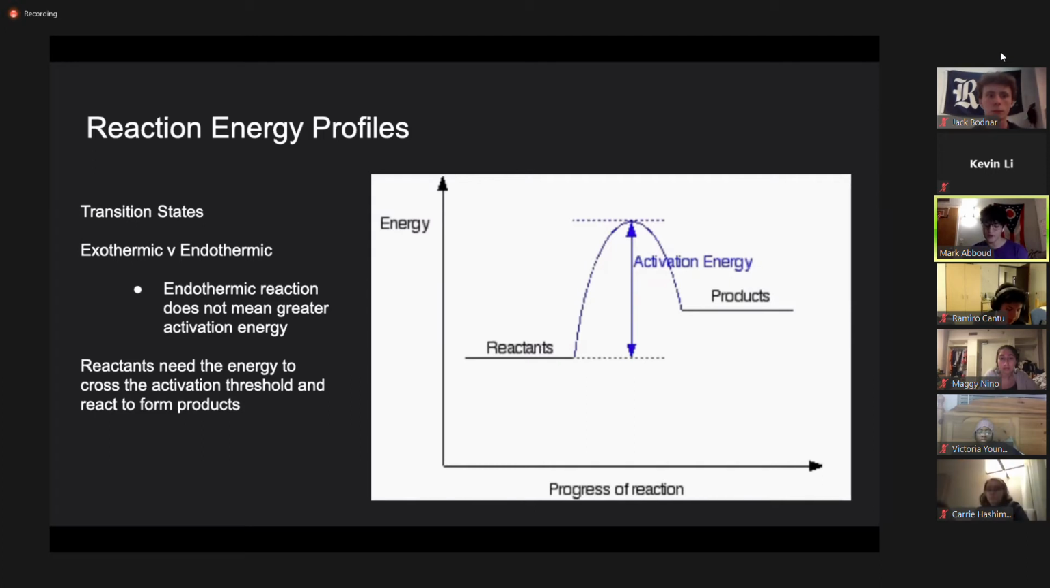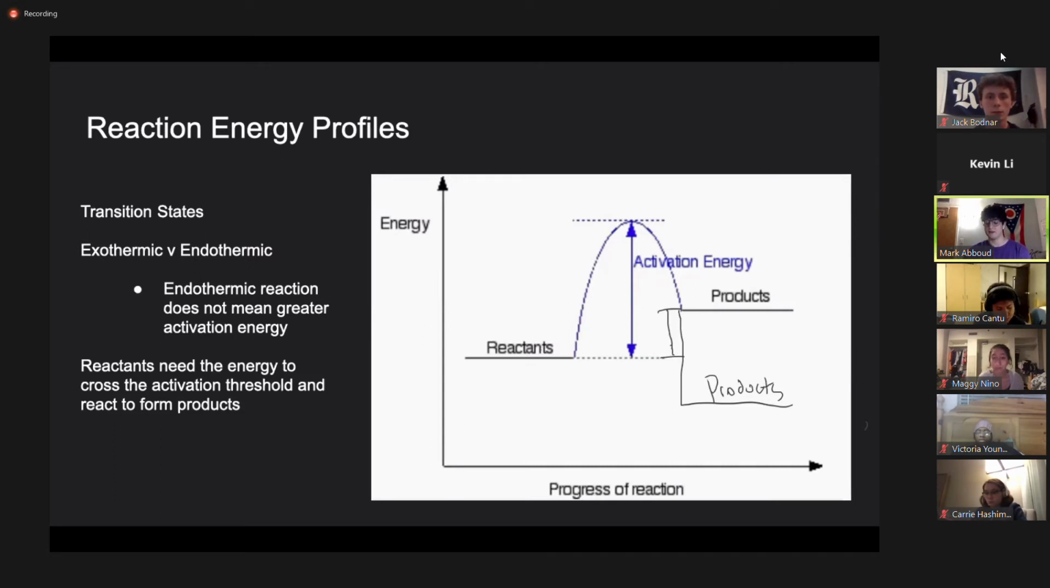However, the products can be higher or lower than the reactants. In this case, we see that the products are higher, which means that the net change in energy was positive, meaning the products have more energy than the reactants. So that's an endothermic reaction. Versus if the products were to be, say, down here, we would see that the products lost energy relative to the reactants, meaning that energy had to go somewhere, so it was released, making it an exothermic reaction. So that's an important distinction between the two different types of reaction.